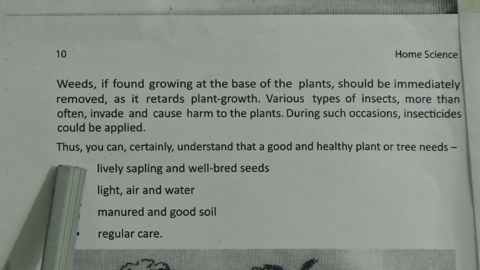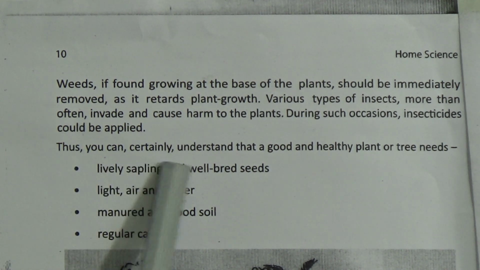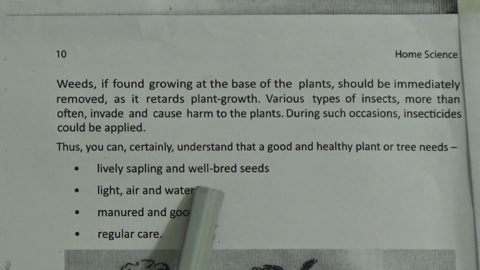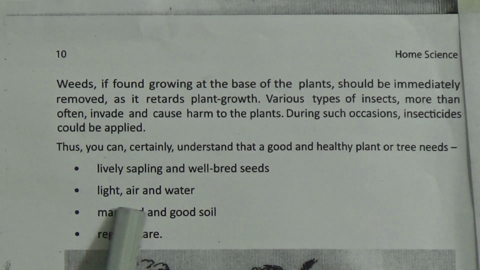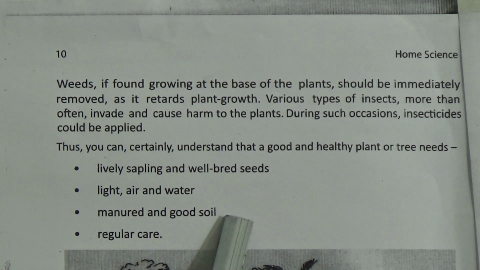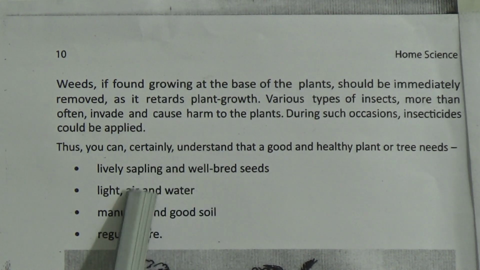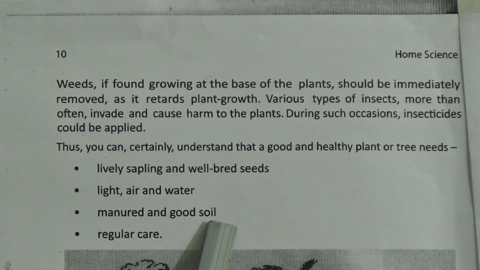Okay. Thus, you can certainly understand that a good and healthy plant or tree needs lively saplings or well-fed seeds, light, air and water, manured and good soil, and regular care. So these things are needed for a good and healthy plant or tree. Okay. Now, come to the next point.